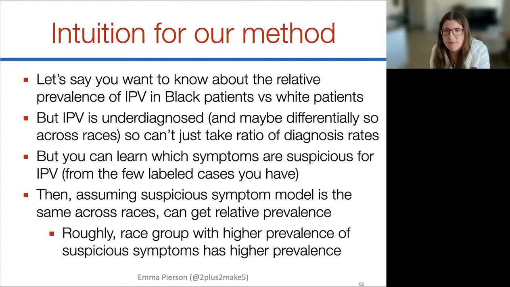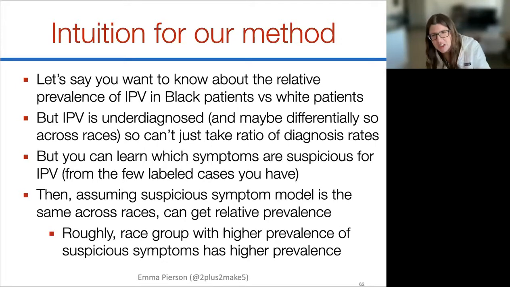But as mentioned, IPV is underdiagnosed, and furthermore in a way that may vary across races. So you can't just take the ratio of diagnosis rates, but you can learn which symptoms are suspicious for IPV, right? You do have a few labeled cases, and from those people, you can learn what symptoms tend to characterize IPV. Then, if you're willing to assume that that suspicious symptom model remains the same across races, you can back out the relative prevalence.